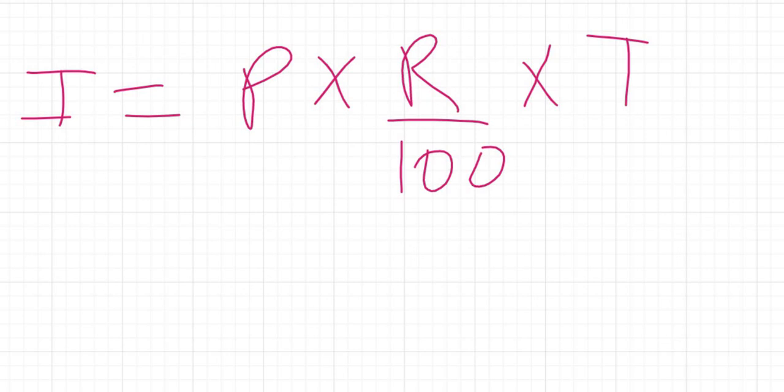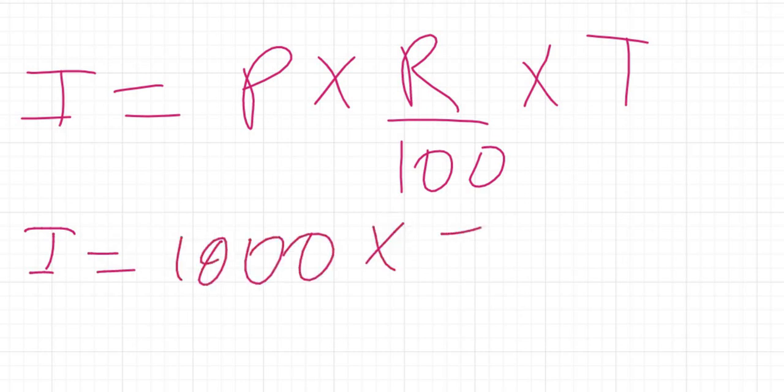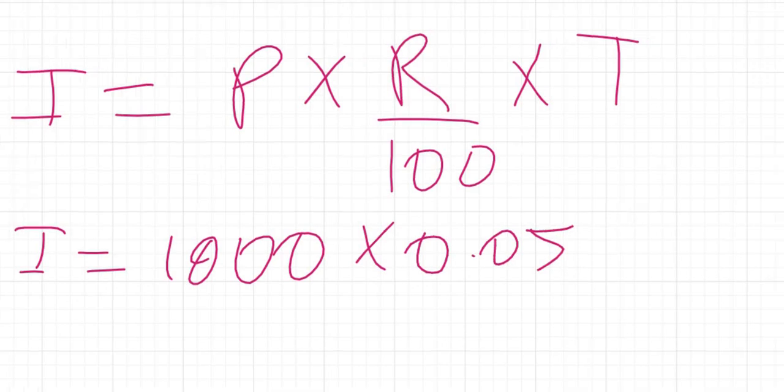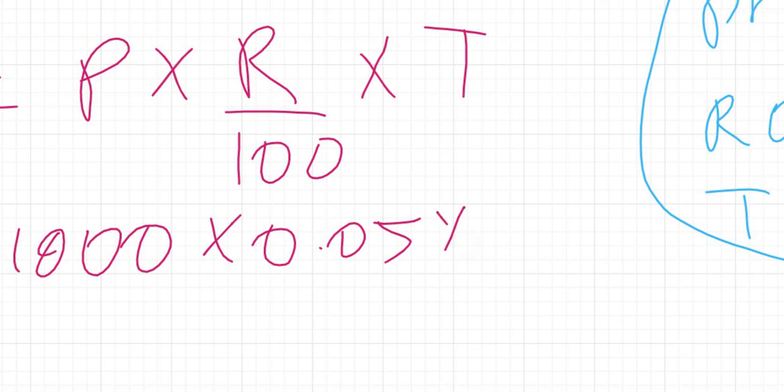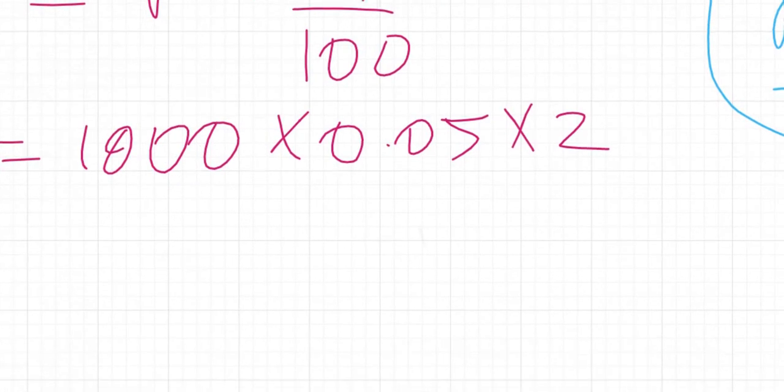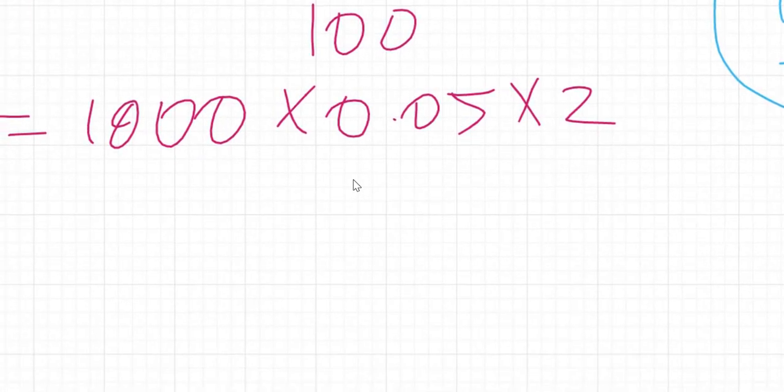We could say, okay, let us substitute the values for each of these. So the interest would be equal to the principal, which was the $1,000 that you borrow, and the rate was 5%. We could say 5% is 5 over 100, or we could convert this fraction into a decimal. It doesn't make any difference because it's just an equivalent substitution. And the time is 2 years. So we could plug this into the calculator.